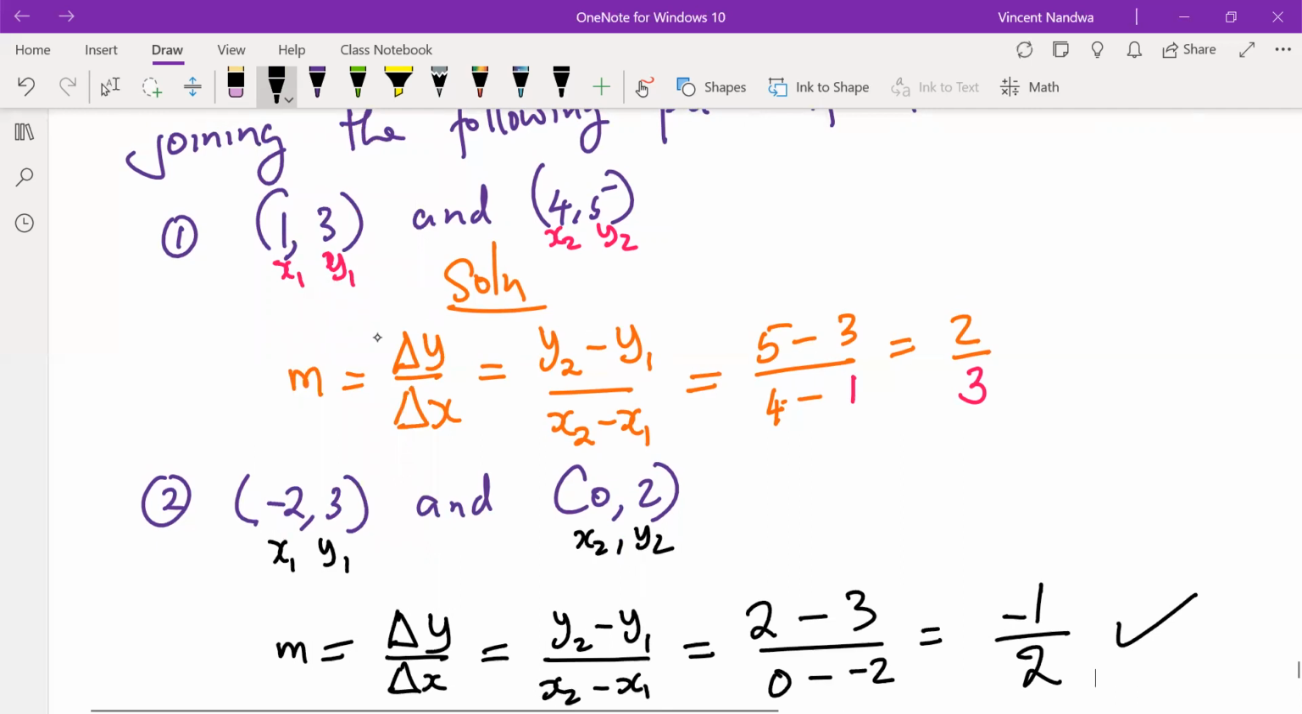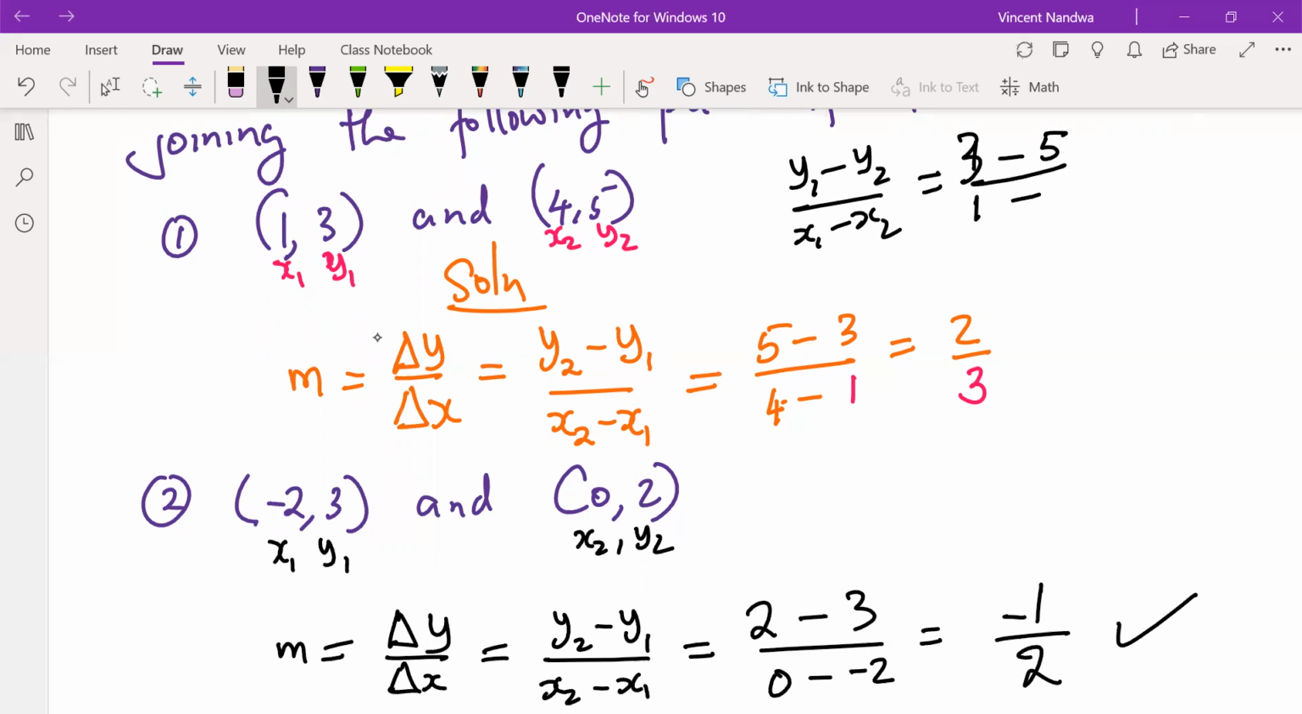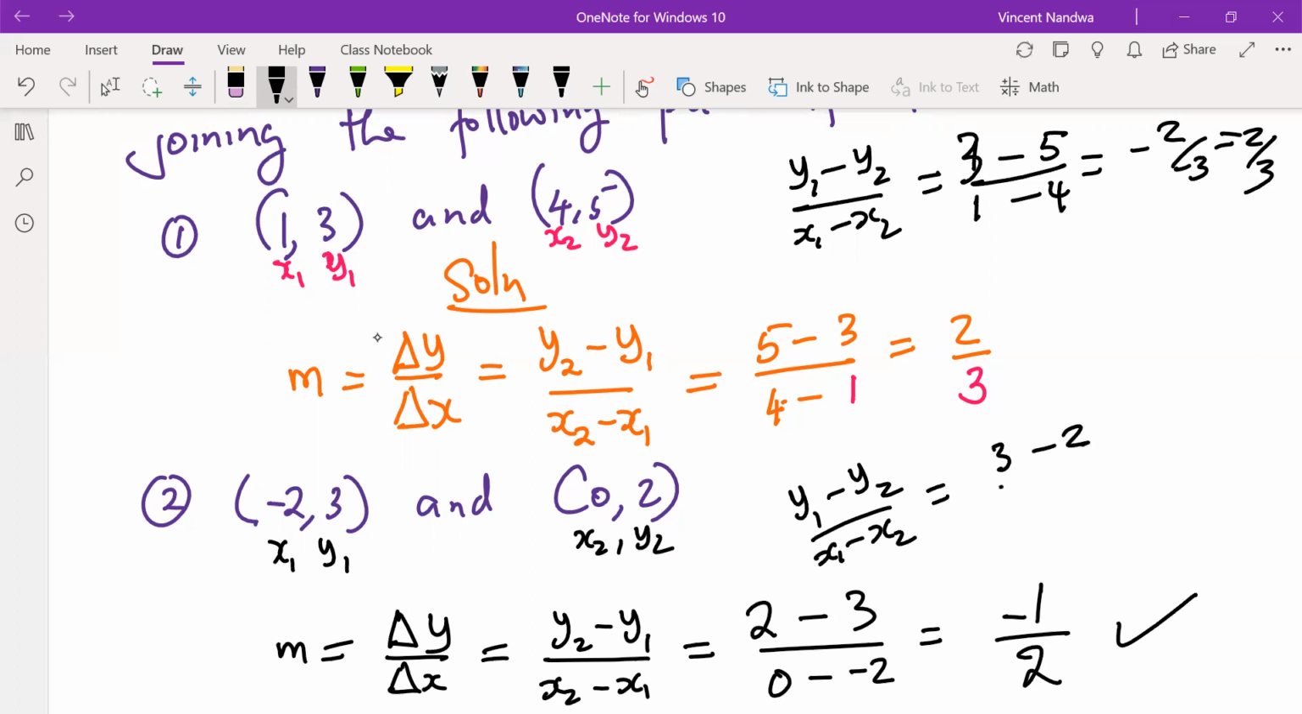Remember, even interchanging and saying for this case y1 minus y2 over x1 minus x2, we'll get y1 is 3, y2 is 5, x1 is 1, x2 is 4. This is negative 2 over negative 3, which is still 2 over 3. And for the other one, y1 minus y2 over x1 minus x2 will give us 3 minus 2 over 2 minus 0, which is 1 over 2. So we still get the same answer.